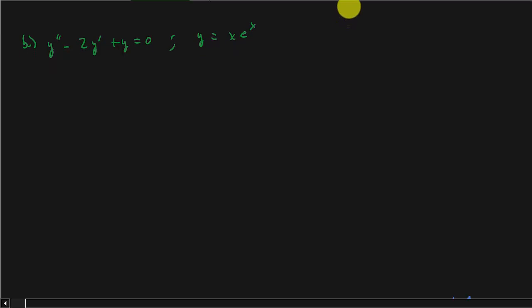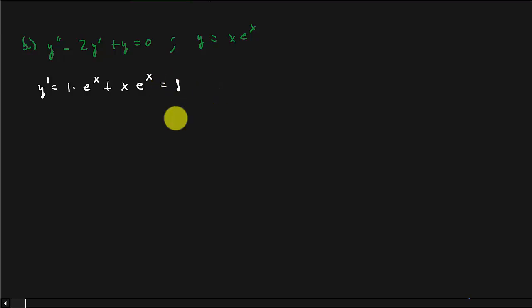And then the same thing here. If we verify this, we can get y prime is equal to the derivative of the first function times the second plus the first function times the derivative of the second, which is going to tell us that y prime is e to the x plus x e to the x.